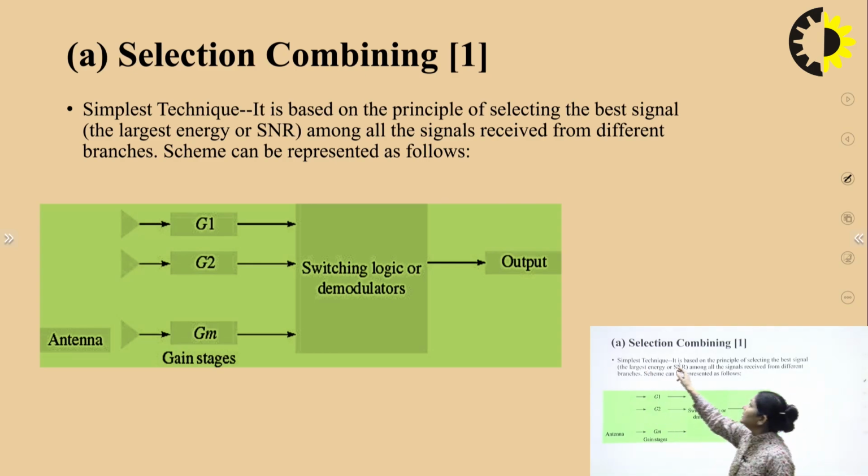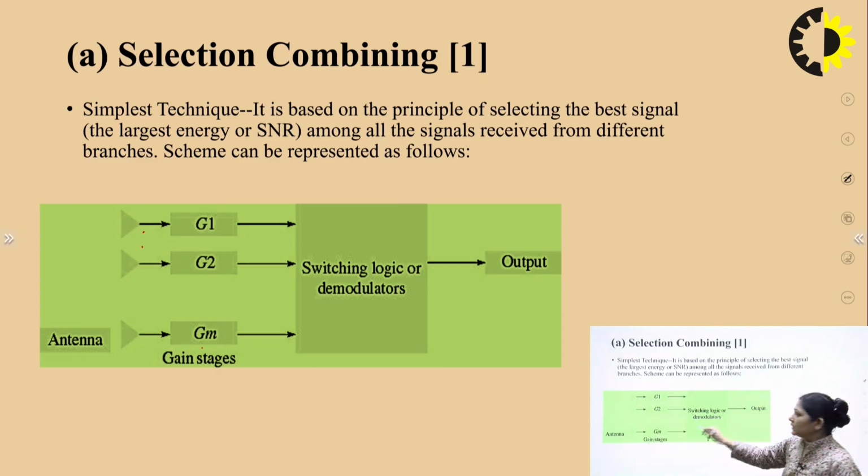This is the simplest technique. It is based on the principle of selecting the best signal. In diversity, we are talking about multiple copies of the same signal at the receiver. So, at the receiver end, in selection combining, when you are getting multiple signals, out of these multiple signals, the one which is the best will be selected. So, this is the simplest thing among all the signals received from different branches. The scheme can be represented as follows. You can see there are different antennas having different gain stages, switching logic, demodulators, and output. Out of the signals received, the best one will be selected.